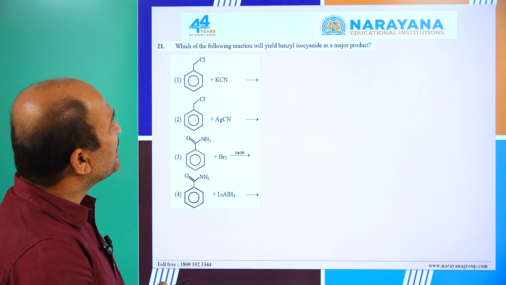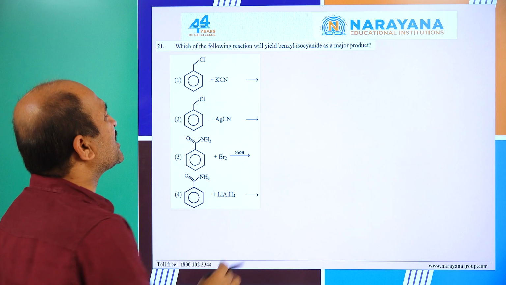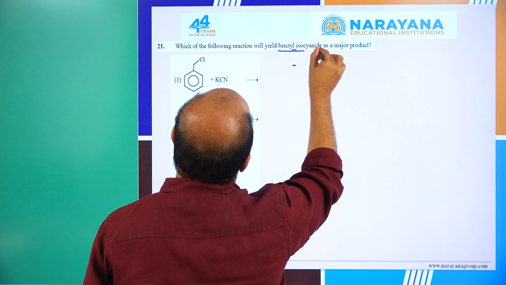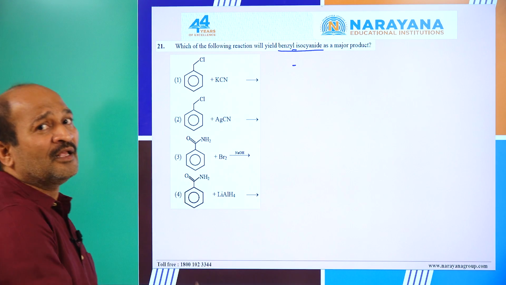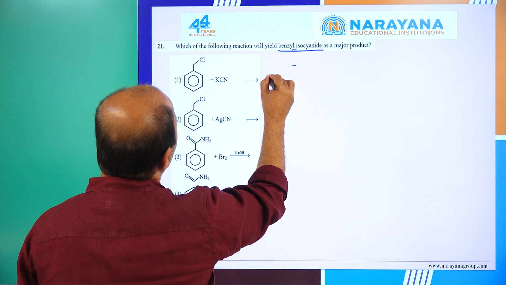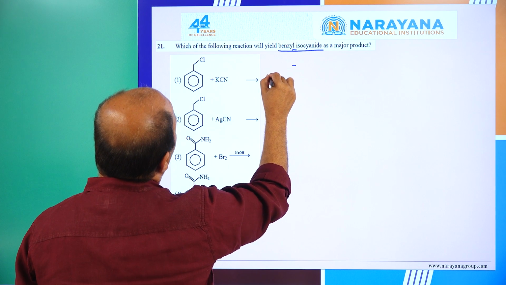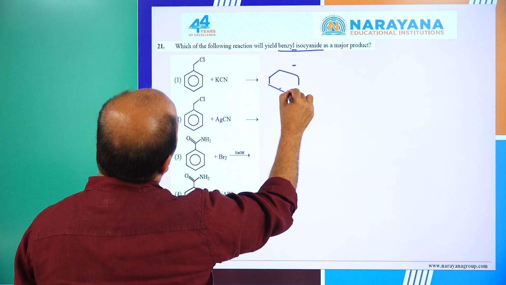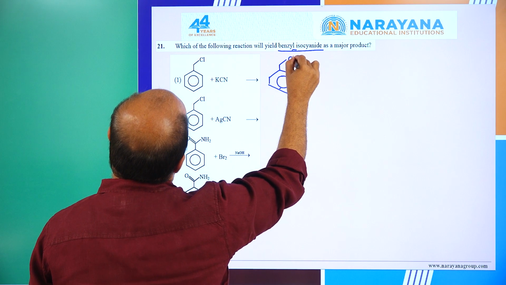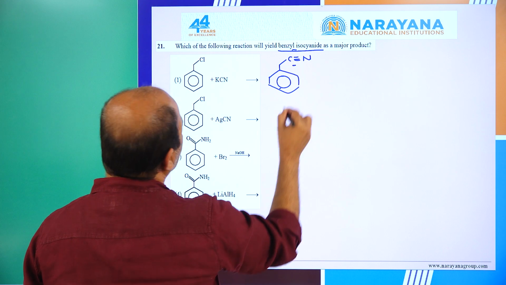Which of the following reactions will yield benzyl isocyanide? It is a question for benzyl isocyanide. First, write all the possible major products. KCN is an ionic compound, right? So it readily releases CN minus. So we are getting C triple bond N, benzyl cyanide.